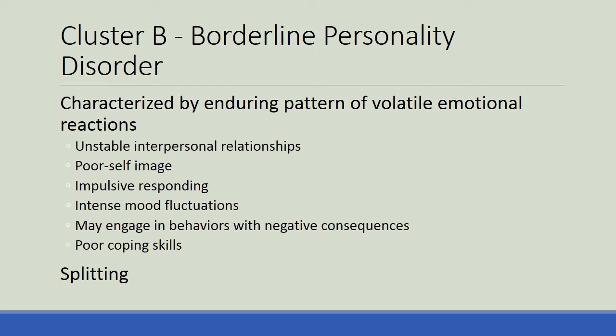Also under cluster B is borderline personality disorder. The term borderline relates to its origins in the 1930s as a condition on the border of neurosis and psychosis, on the edge of schizophrenia. It's characterized by an enduring pattern of volatile emotional reactions. You'll see unstable interpersonal relationships, a poor self-image, impulsive responding, intense mood fluctuations. The person may engage in behaviors with negative consequences, and there are also poor coping skills.